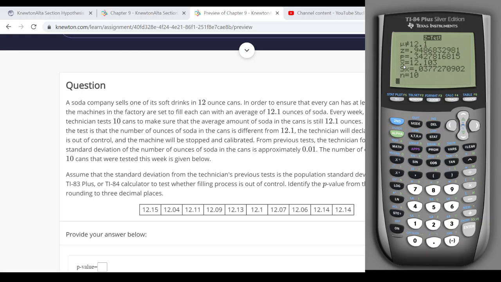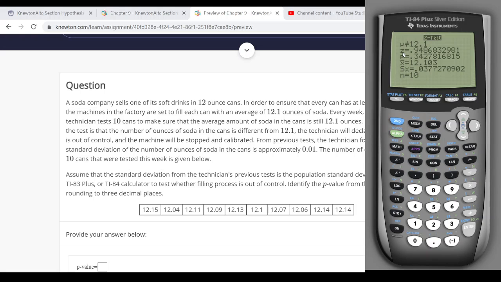And then you see it gives me the sample mean x bar at the bottom here, 12.103. So the average ounces in this sample of 10 cans was 12.103 ounces. It gives you the sample standard deviation, the sample size, but those aren't the important things. The most important value given is this p-value.